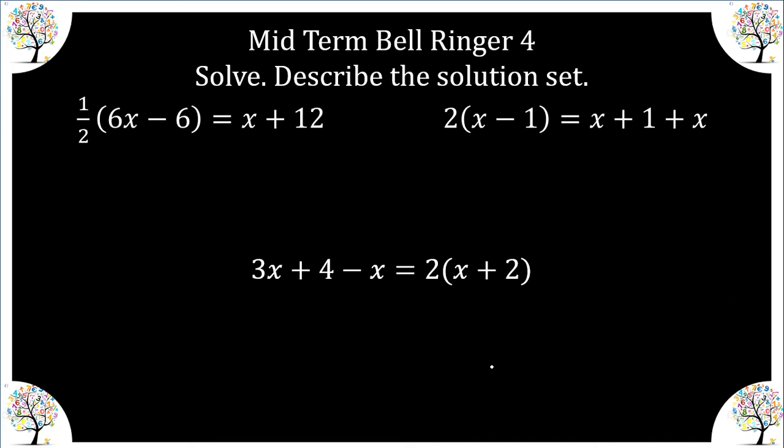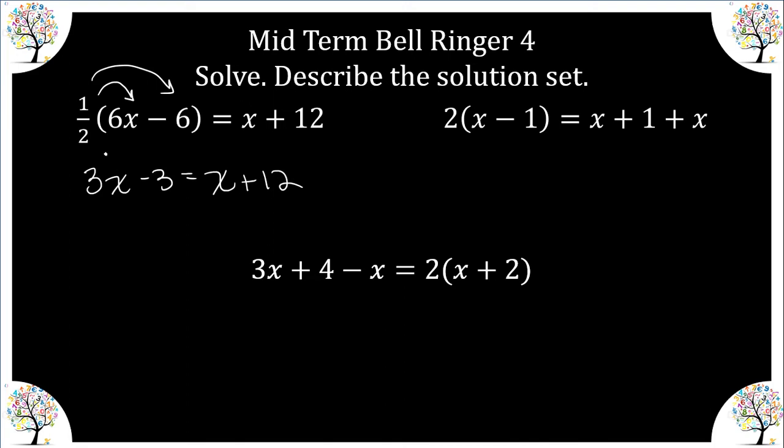Okay, let's review how to solve multi-step equations, and then we'll describe their solution set as either exactly one solution, no solution, or infinite solutions. So on this first one, we must distribute the 1/2. When we multiply by 1/2, we're really dividing by 2. So we get 3x minus 3 equals x plus 12.